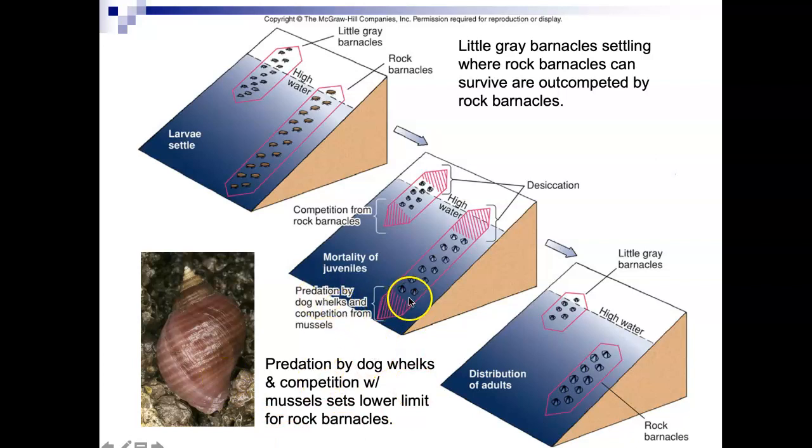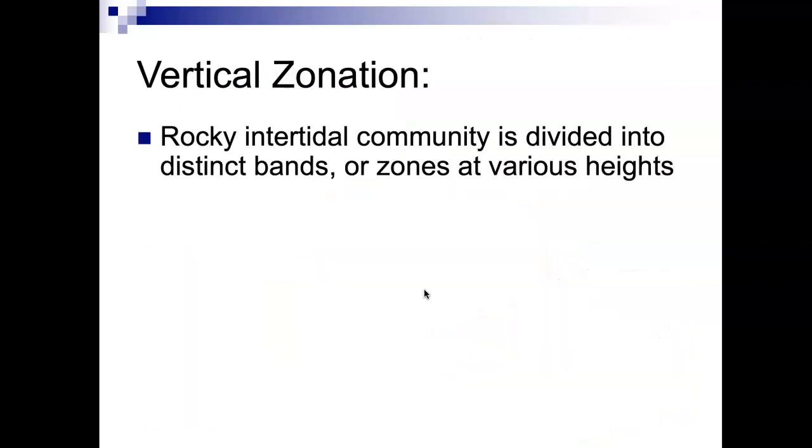So predation by dog whelks was a factor down here, as well as competition with mussels that live down here in this lower intertidal zone. So those became limiting factors for the lower limits of these organisms. So this really helped us establish why we get this vertical zonation.